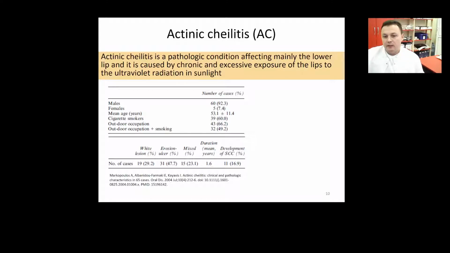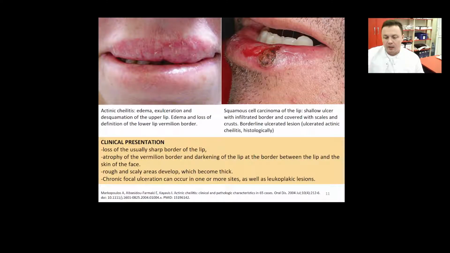Actinic cheilitis is a precancerous lesion of the lip. If you talk about clinical presentation, there is a loss of the usually sharp border of the lip, atrophy of the vermilion border, and darkening of the lip at the border between the lip and the skin of the face. As the lesion progresses, rough and scaly areas develop, which become thick, especially if they extend to the wet line of the lip. Chronic focal ulceration can occur in one or more sites, as well as leukoplakic lesions.